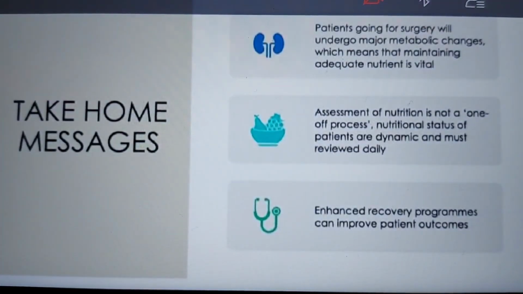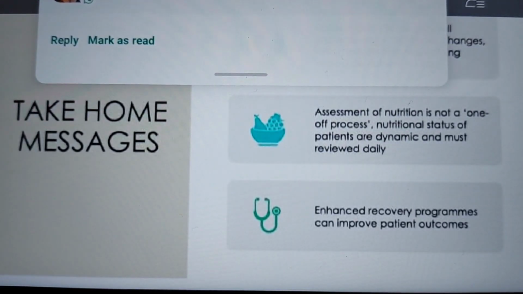So in terms of my take-home messages, patients going for surgery will undergo major metabolic changes, which means that maintaining adequate nutrients is vital. You have to assess nutritional status, because it is not a one-off process. The nutritional status of patients is dynamic and must be reviewed daily, and ERAS plays an important role in enhanced recovery programs that can improve patient total outcomes. So that's about it in terms of the basics of nutrition.